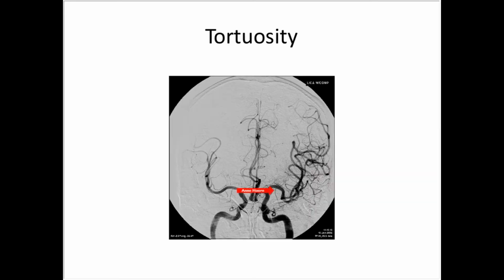Tortuosity can be very problematic. It results in low velocities. You certainly can't get a good angle of insonation.